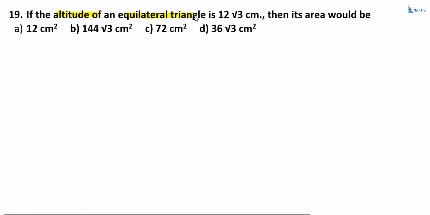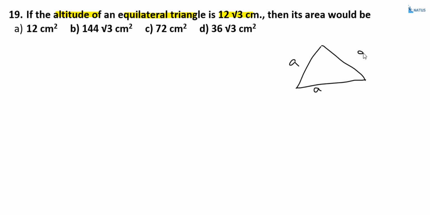If the altitude of an equilateral triangle is 12 root 3 centimeter, then its area would be. See, no need to draw the equilateral triangle, etc. But you must remember the relation between the altitude and side. Why? Because suppose this is an equilateral triangle, this side is A. Suppose median or angular bisector or perpendicular bisector or altitude, whatever it is, let us take this is equal to H. Now H is equal to root 3 by 2 A. You must remember this point.